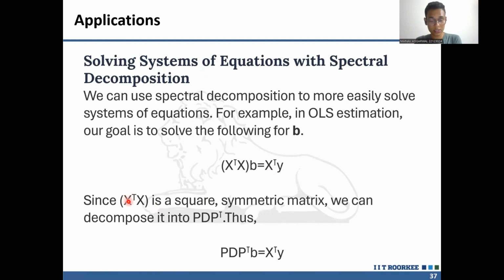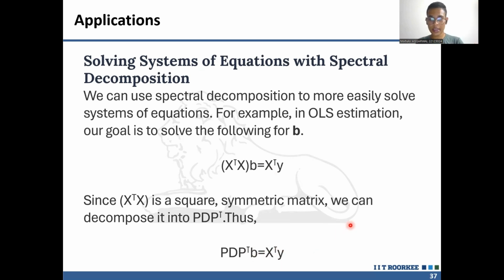Since X transpose X is a square matrix and it is symmetric as well, we can decompose it into PDP transpose. This is the spectral decomposition form of this matrix. Thus, PDP transpose B would be equal to X transpose Y.